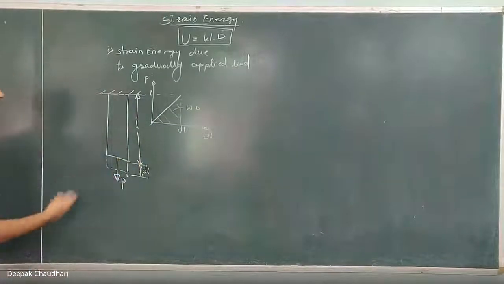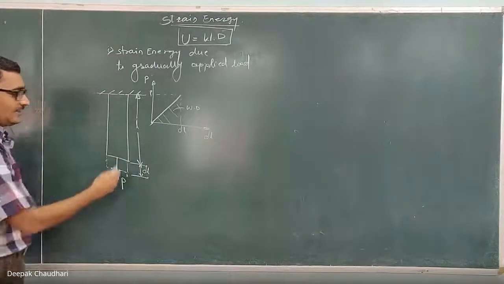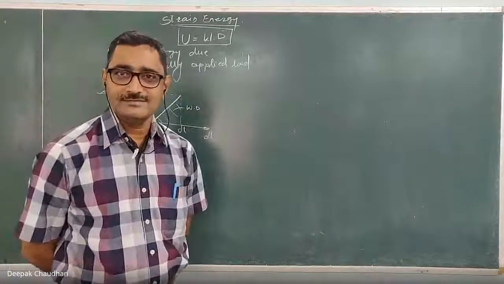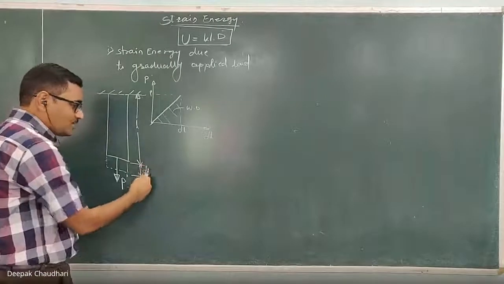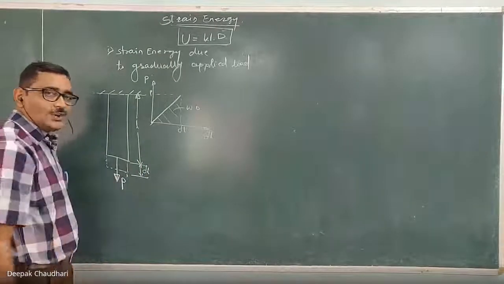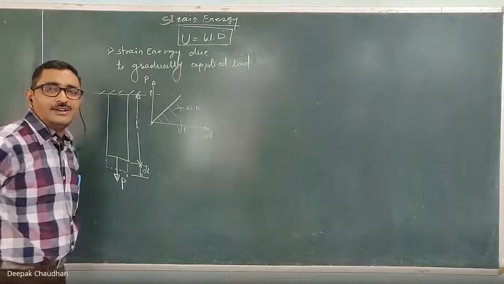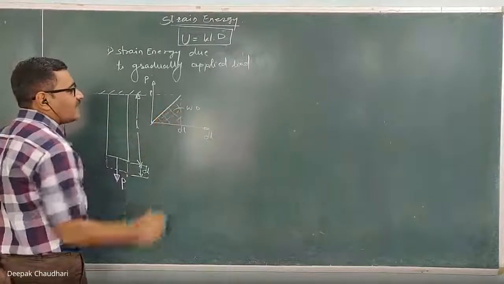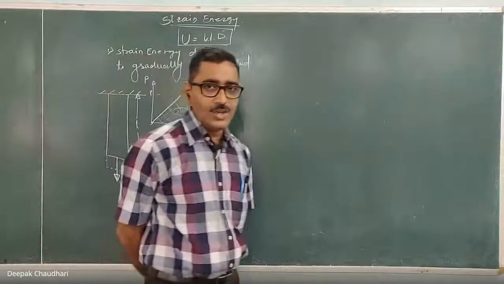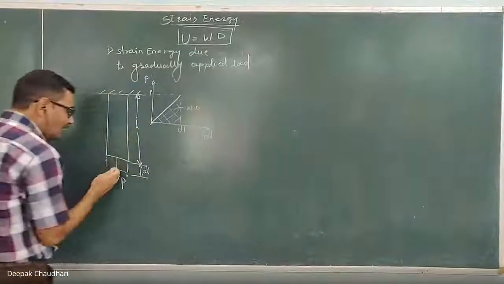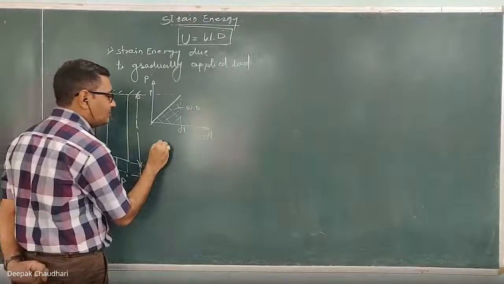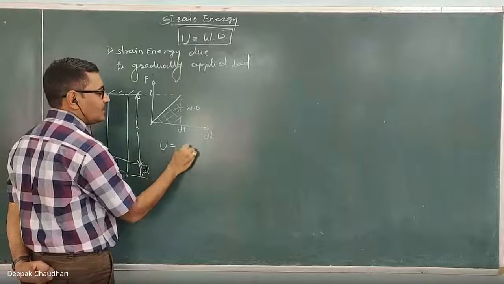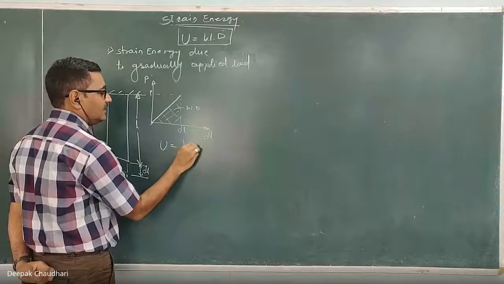Here also, since the force is applied gradually, there is a deformation delta L, and during this displacement the force P is not constant. It varies because it is a gradually applied load. If I plot the graph, then the area under this graph gives you the work done. Because of this, we have to calculate how much the strain energy is. The strain energy is denoted by U, and the strain energy stored is equal to the work done.